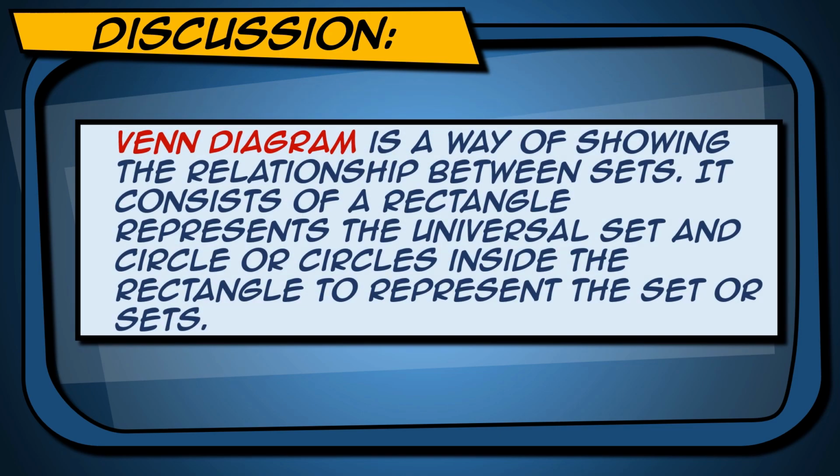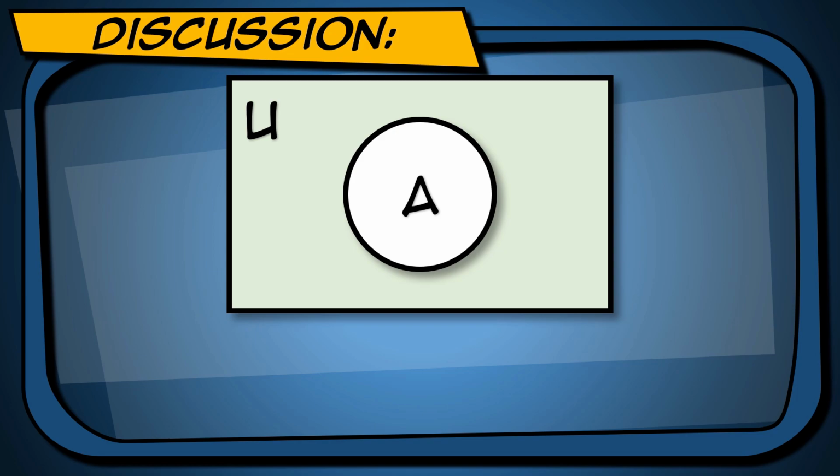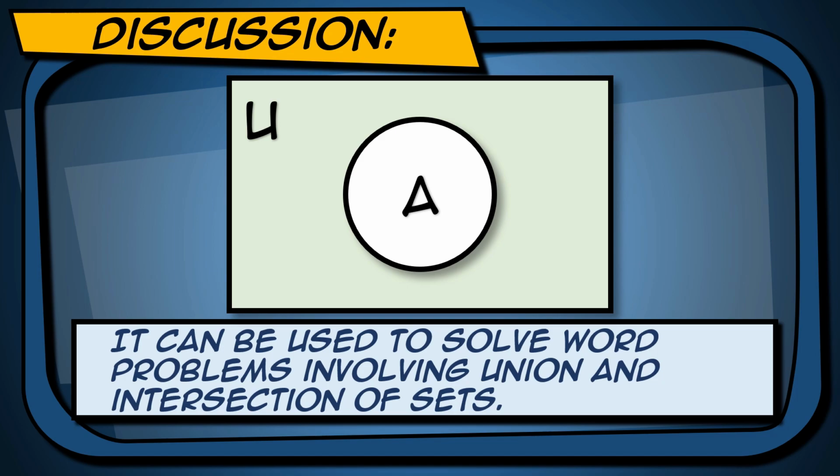Let's define Venn diagram. Venn diagram is a way of showing the relationship between sets. It consists of a rectangle, which represents the universal set, and a circle or circles inside the rectangle to represent the set or sets. The Venn diagram is illustrated in this figure. The rectangle represents the universal set. Inside the rectangle is a circle, which represents a given set. It can be used to solve word problems involving union and intersection of sets.